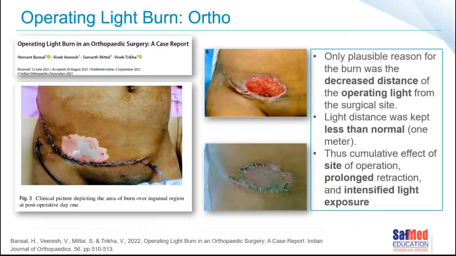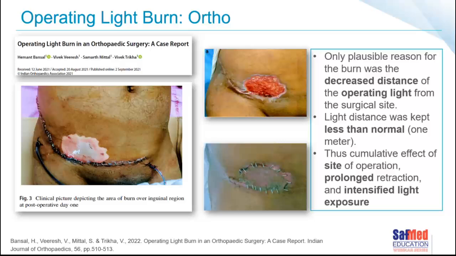The day after surgery, the patient presented with a large blister over the inguinal region, just above the suture line, and that blister was accidentally ruptured while they were doing the dressing. They found second-degree burns with deep partial thickness burn in the center and a superficial partial thickness burn more towards the periphery. This wound needed to be debrided and it also needed skin grafting.